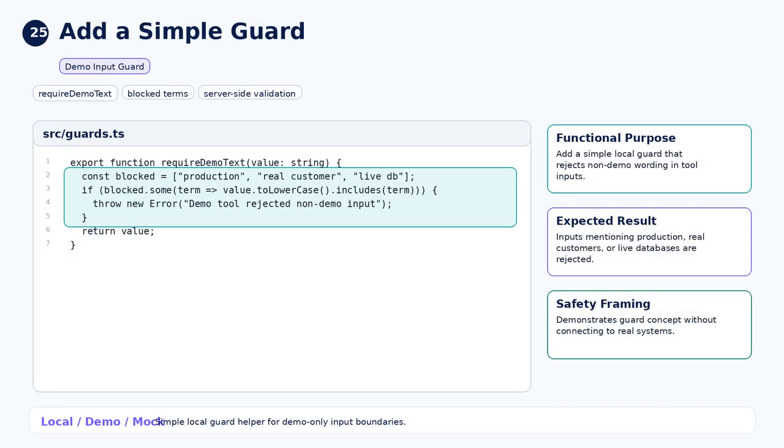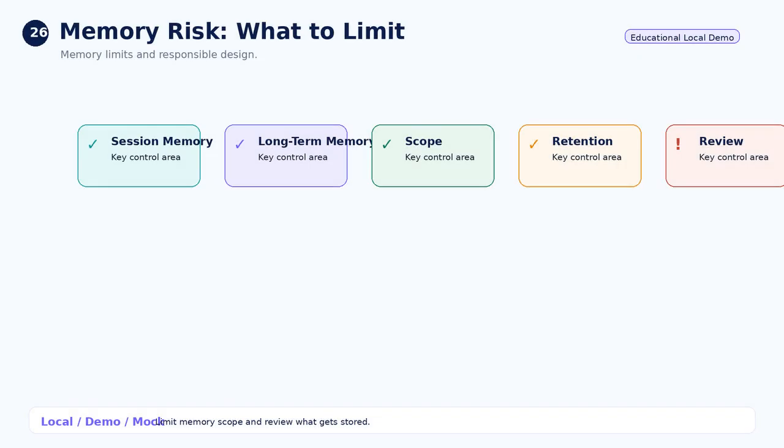This sets up the next important point: add a simple guard. Even local tools should teach safe design habits. This helper rejects inputs that mention production, real customers, or live databases. It is not a complete security layer. It is a small teaching guard that protects the demo boundary. The important idea is server-side validation. Do not rely only on prompt instructions for tool safety. The server should enforce its own limits. That sets up memory risk.